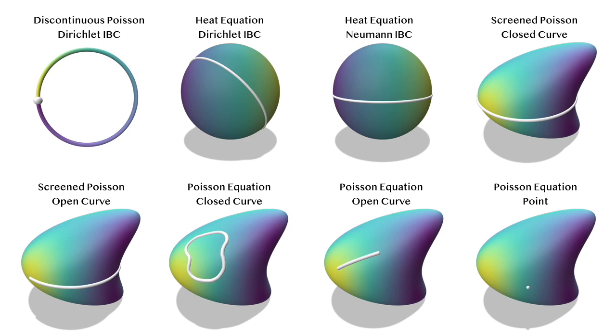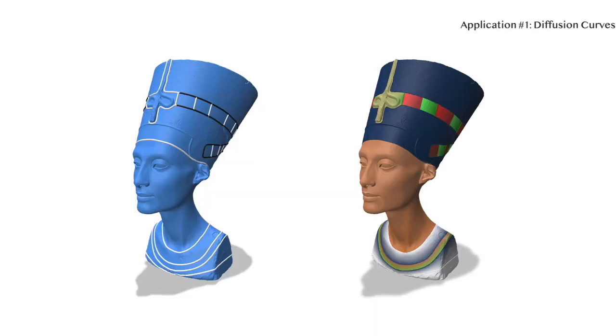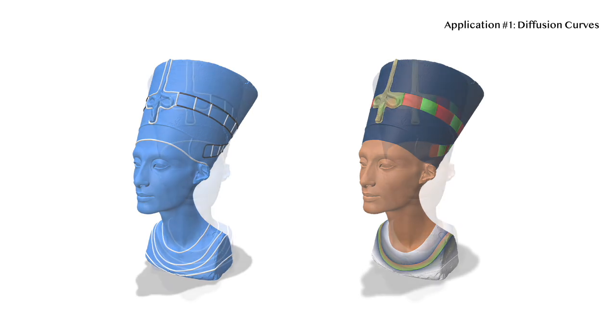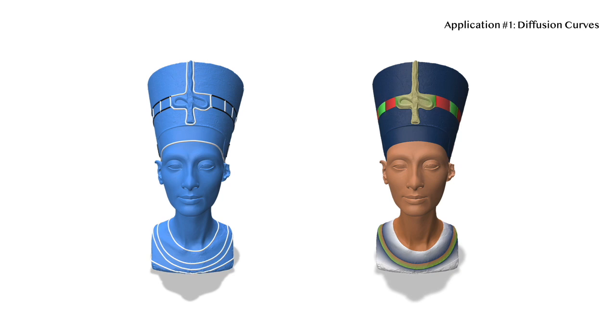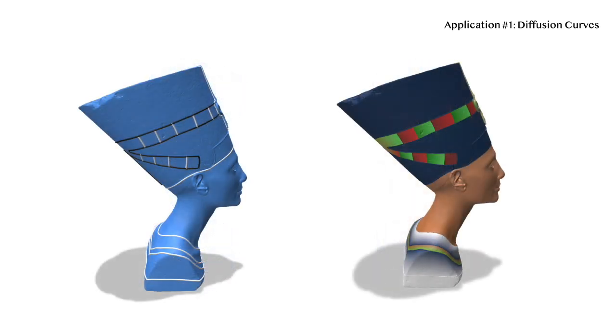Expected convergence rates are verified numerically on a multitude of analytical problems. We apply our approach to applications in geometry processing. In this example, we color the surface of the Nefertiti bust using the Laplace-Beltrami equation with diffusion curves as interior boundary conditions.